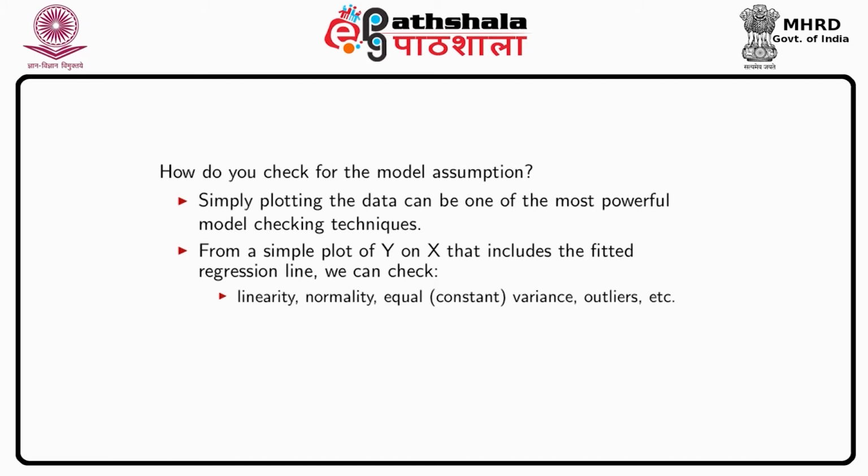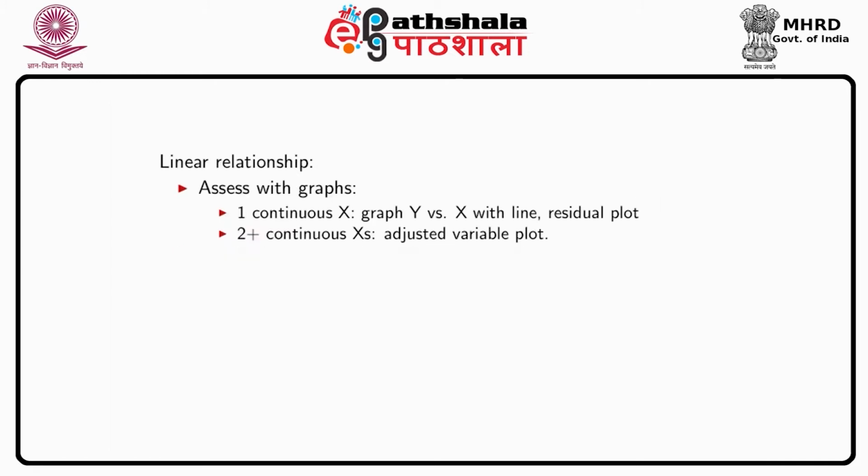From a simple plot of y on x that includes the fitted regression line, or the trend line as we call it, we can check for linearity, normality, equality of variance, outliers as well as the other assumptions. Now talking of the linear relationship, as I had mentioned before, when we take up the first approach of fitting any statistical model, we first create the scatter plot between the dependent and independent variables.